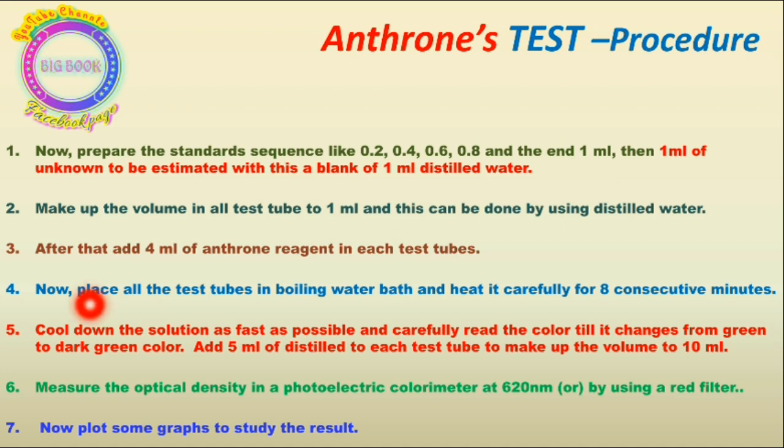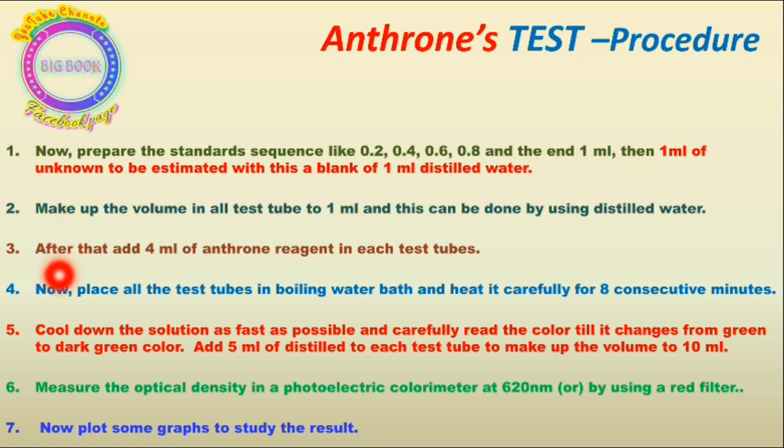So further we are going to make up the volume in all test tubes to 1 ml. Whichever test tubes have less than 1 ml of volume, that is 0.2, 0.4, 0.6, 0.8, we are going to add around 0.8, 0.6, 0.4, 0.2 ml of distilled water. So here we are going to make up each test tube to 1 ml.